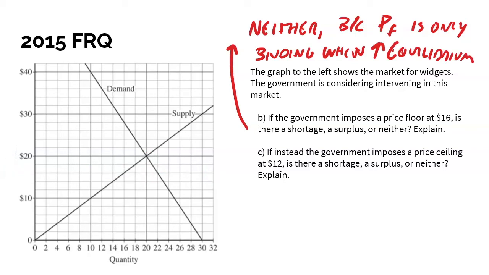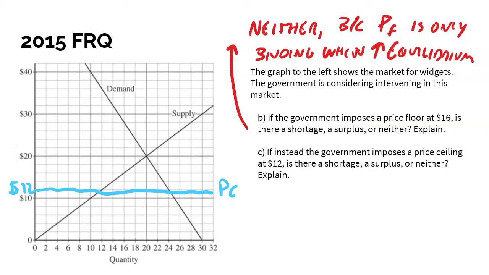So part C asks, well, instead of $16, let's say the government places a price ceiling at $12. All right, so let's say right here is going to be our price ceiling at $12. Well, first off, is it effective? The answer is yes, right? Because a price ceiling is effective when it's placed below equilibrium here.